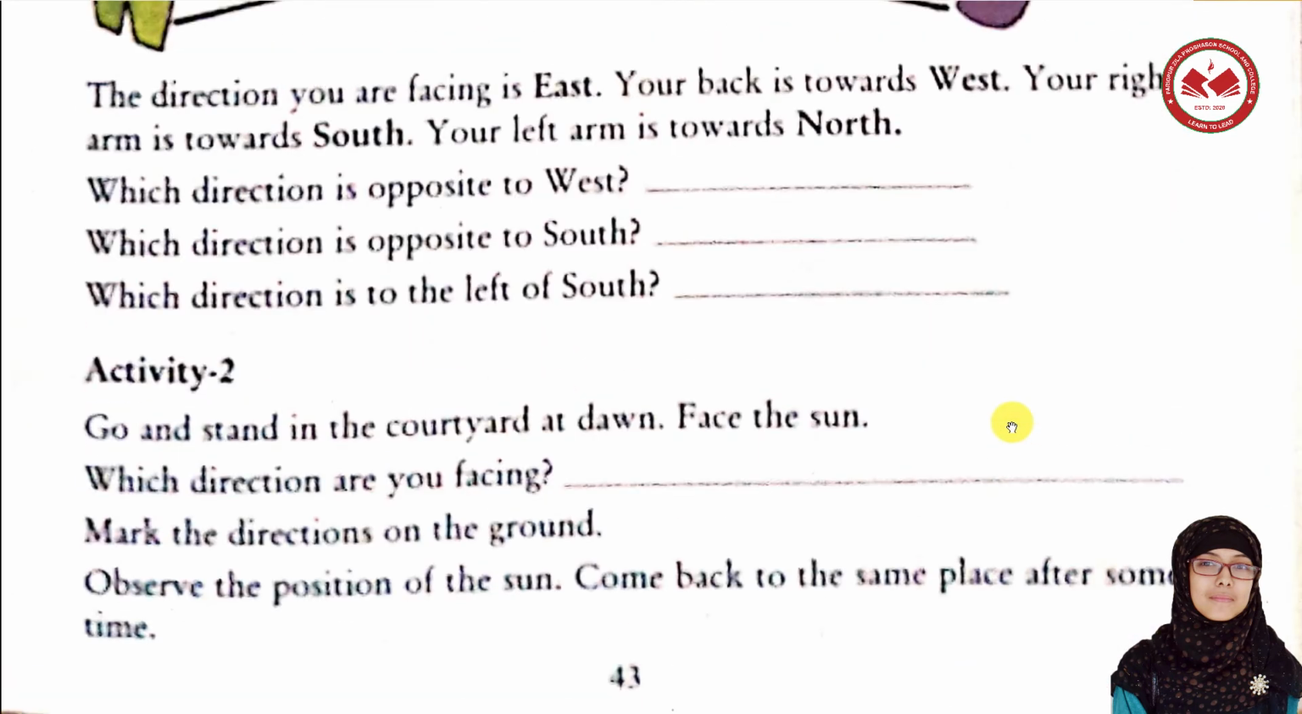Now activity number 2. Go and stand in the courtyard at dawn. Face the sun. Which direction are you facing? Mark the direction on the ground. তাহলে এবার তোমাকে বলা হয়েছে, এবার আমরা আরেকটি কার্যকলাপ দেখব, that is go and stand in the courtyard at dawn.